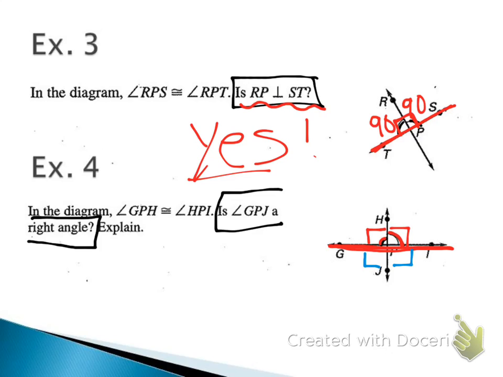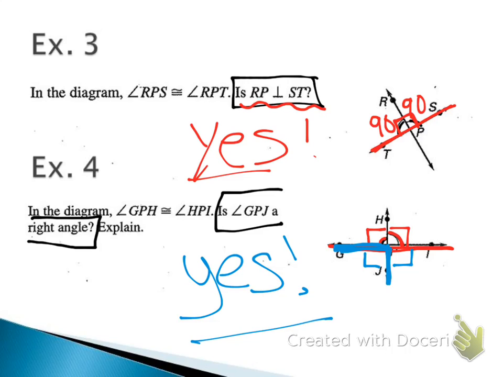The question is asking us, is GPJ a right angle? So is this one a right angle? Yeah, they're all right angles, right? So just a simple yes is fine by me.